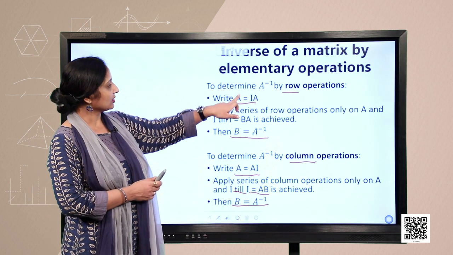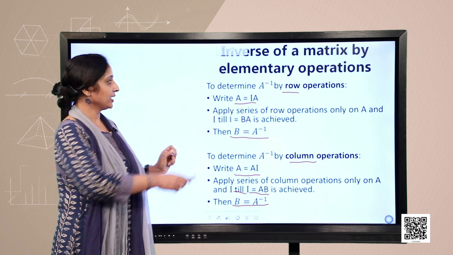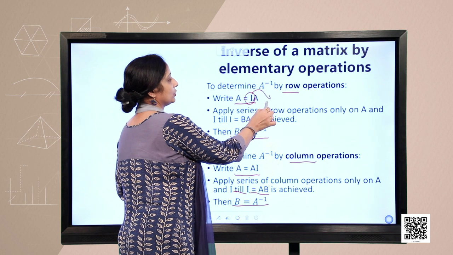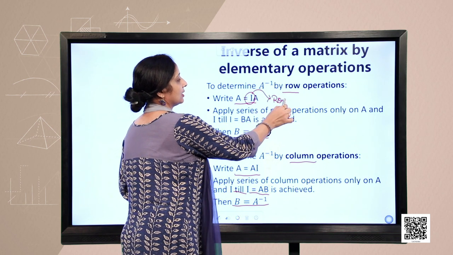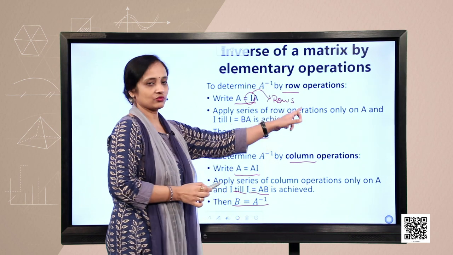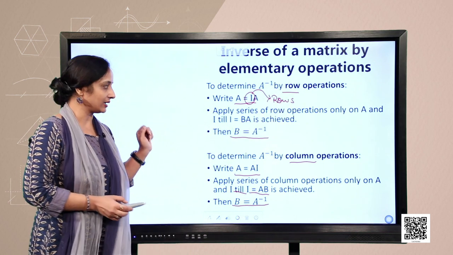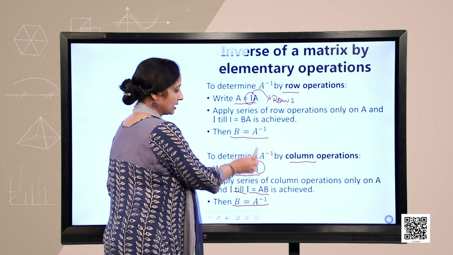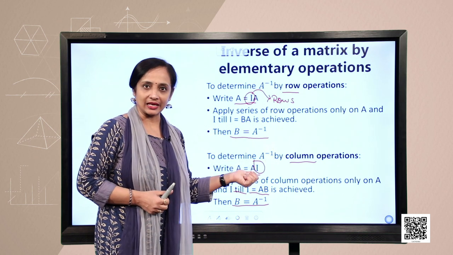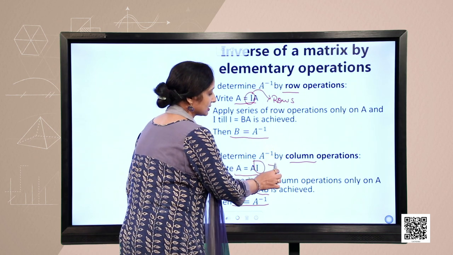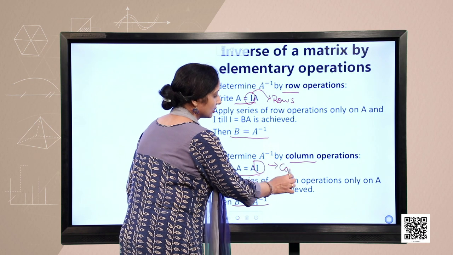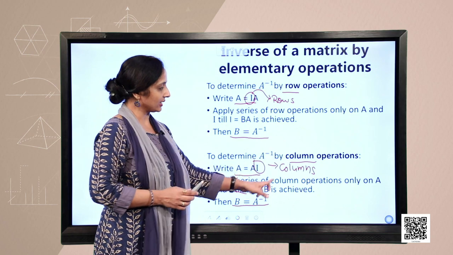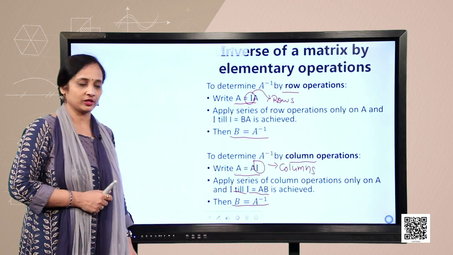Why are we changing it? A is equal to IA. In that case, for this matrix I, rows are used. That is why for row operations, we are supposed to write in this manner. In this case, if we actually multiply A and I, then for matrix I, we use columns. And that is why we are writing in this manner for column operations only.